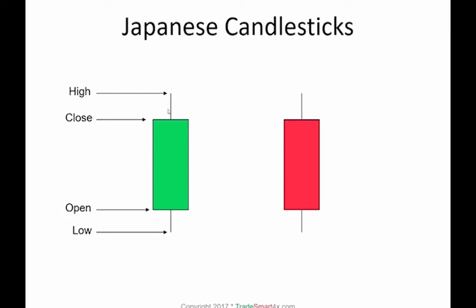This is called the body. These are called wicks or candles or shadows, whatever you want. And on the other side, here's the open. If it closed below the open for the period, it's red, or whatever color you use to portray that, and the high and the low. If the low was the same as the close, there's no wick. Okay, so everyone understands that.